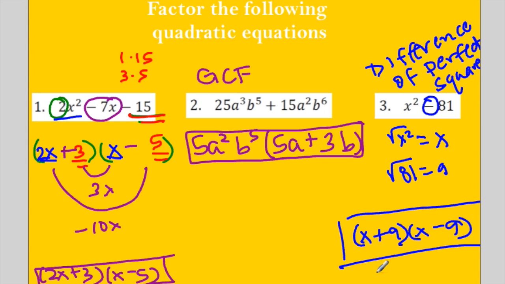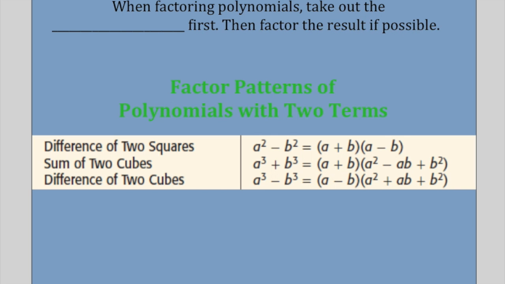Difference of perfect squares, that is something that you should remember from last try. So when factoring polynomials, take out the GCF, greatest common factor, first. That's like number 2 that we did. Then factor the result if possible. Okay. Factor patterns of polynomials with 2 terms. So difference of 2 squares. We just did an example like this. This was number 3 on your note sheet. So we know that one.